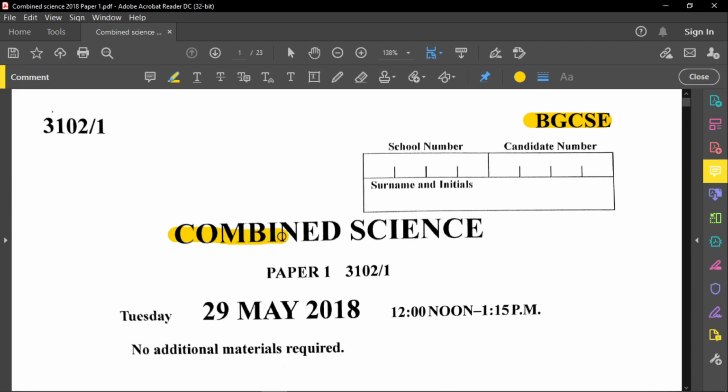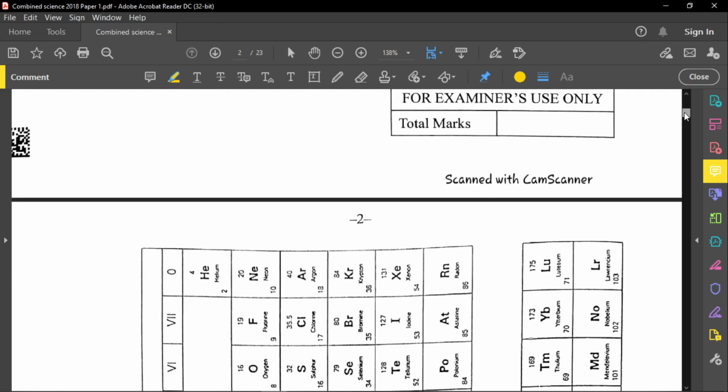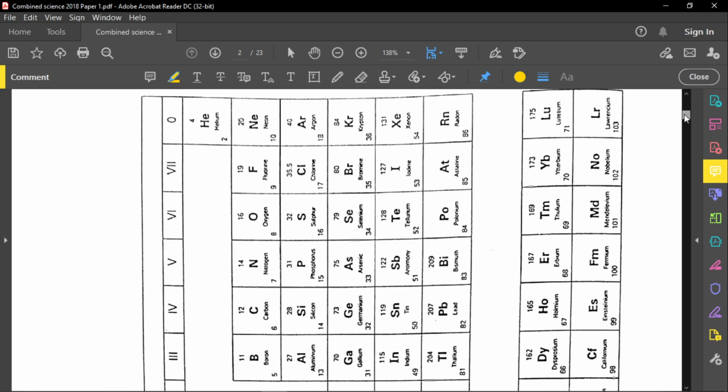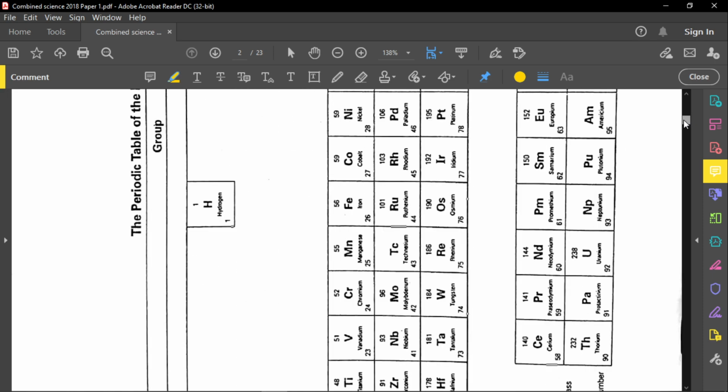Today we're reviewing a combined science paper. This is a paper 1 from the year 2018. Please remember to write your school name, your candidate number, your surname, and also your initials. Again, read through the instructions carefully before you start the examination, and also follow the directives of the examiner. Again, they provide you with a periodic table just in case you may need to refer to it.